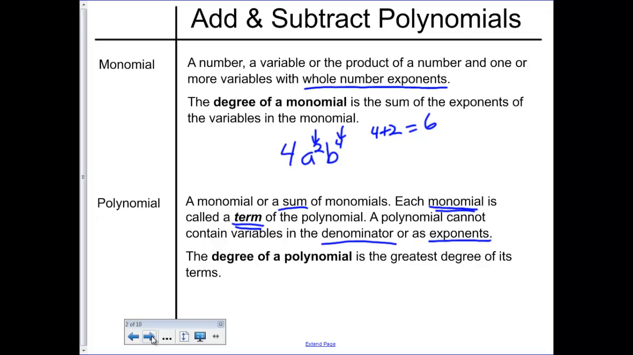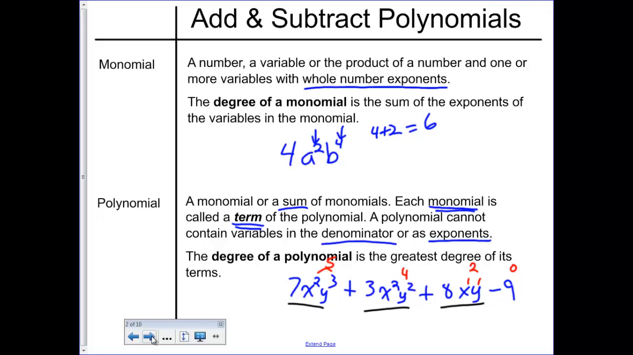I'll give you an example here. Well, right here we have a degree of 5. Right here we have a degree of 4. Right here we have a degree of 1 plus 1, which is 2, and constant values have a degree of 0. So this polynomial has 1, 2, 3, 4 terms in it, but its highest degree is 5. So the entire polynomial has a degree of 5.